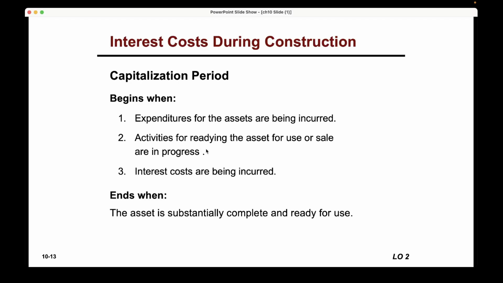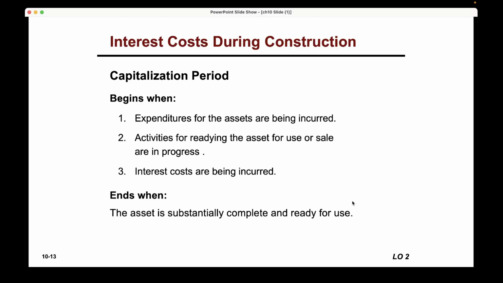Second one is activities for readying the asset for use or sale are in progress. This refers to any actions taken to prepare the asset for its intended use. Construction work must be actively taking place for this case, or significant steps must be underway to make the asset usable or saleable. And finally, interest must actually be accruing on the borrowed fund used to finance the asset. Without these conditions, there will be no interest to capitalize.